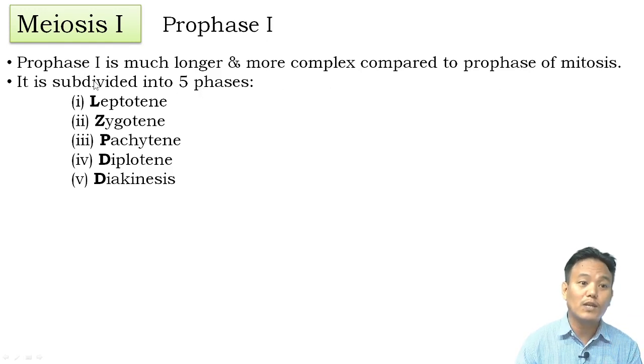Prophase 1 can be subdivided into 5 phases. Those 5 subphases are Leptotene, Zygotene, Pachytene, Diplotene, and Diakinesis. Right, so these are the 5 subphases of prophase 1. So you have to remember them in order. It happens in this particular order. Right, L Z P D D.